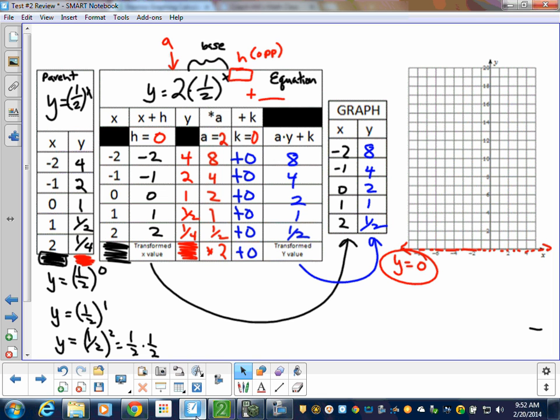So the black box where it says A times Y plus K is just the whole process. That's just you bringing these two numbers right here together. 8 plus 0 is 8. 4 plus 0 is 4. 2 plus 0 is 2. 1 plus 0 is 1. This right here, A times Y plus K, is just showing me what I've got in there. Now, look, guys, graph these points.